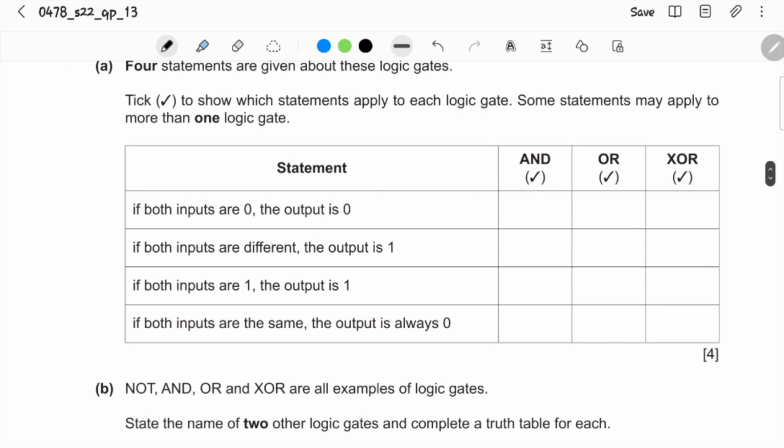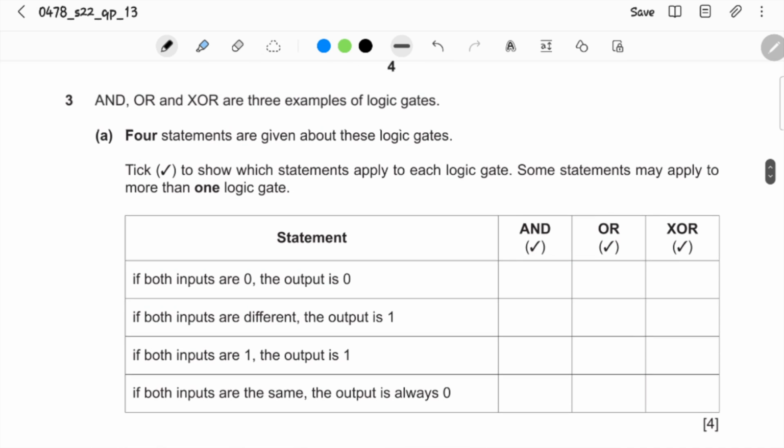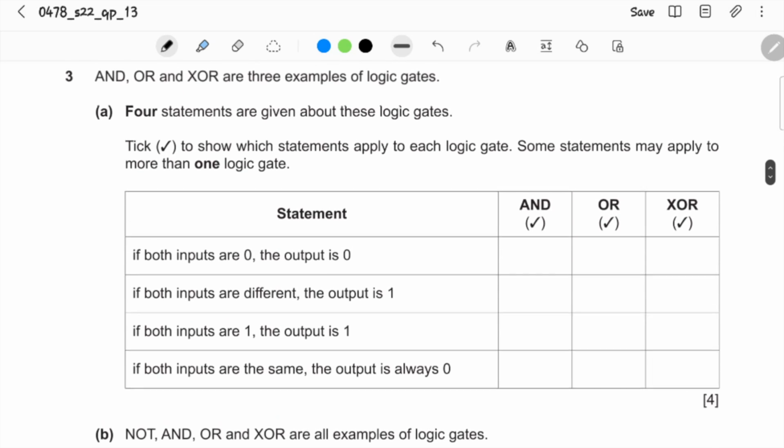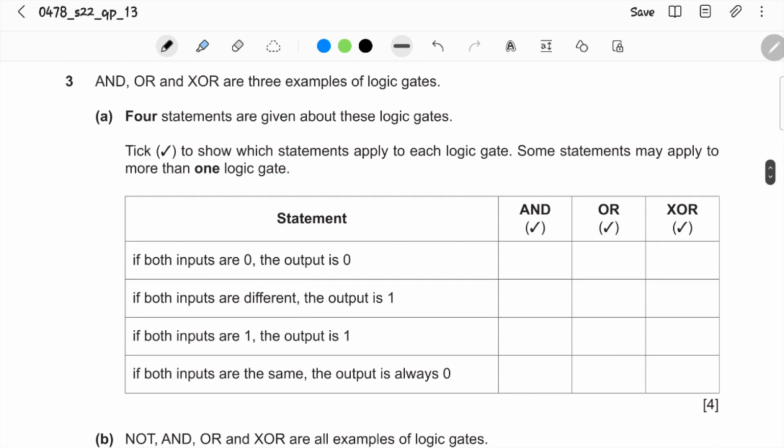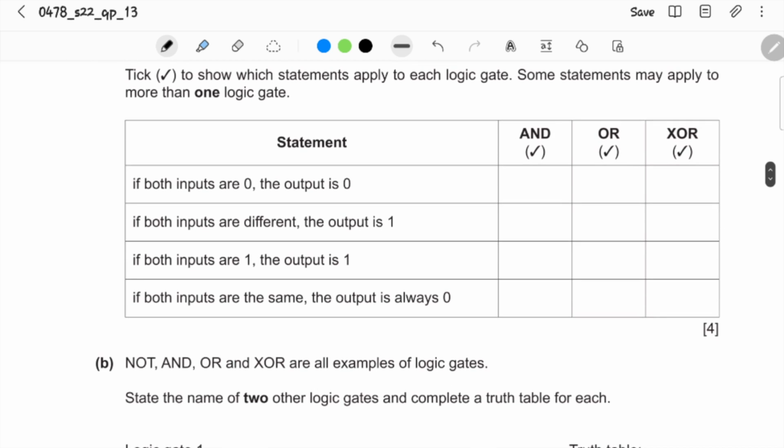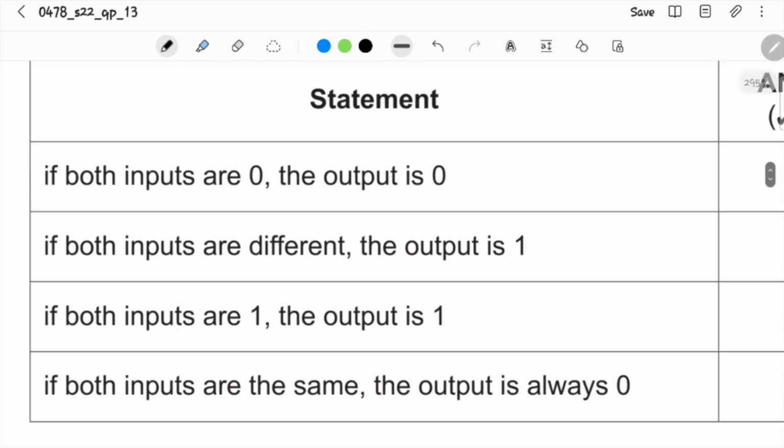If both inputs are 0 and output is 0, so let's see. Okay, what are we supposed to do? There are 3 examples of logic gates. Show which statement applies to each logic gate. Some statements may apply to more. Oh, if both inputs. Okay, I was reading as if one input is 0 and the other output is 0. Okay, yeah, that makes sense.